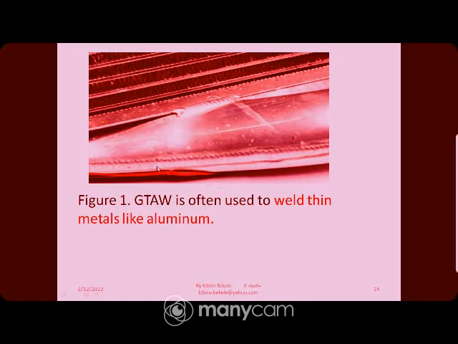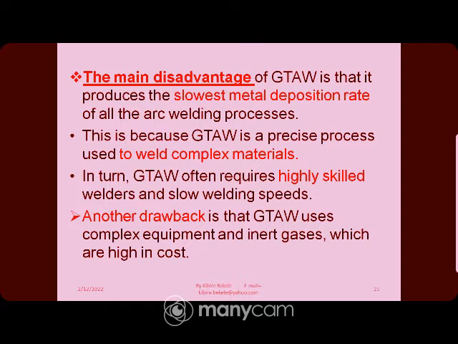So as you see from this, gas tungsten arc welding is often used to weld thin metals like aluminum. Especially, this is ideally the welding process used in aluminum welding. Like any other arc welding process, there are also disadvantages when we are using the gas tungsten arc welding process. So what are the main disadvantages of gas tungsten arc welding? It's important to understand the disadvantages also.